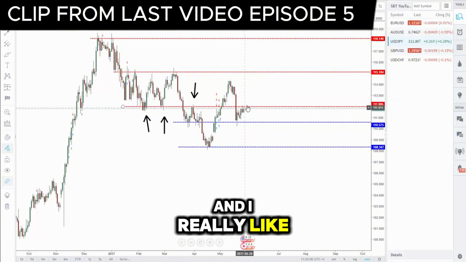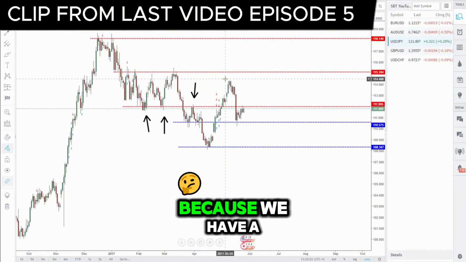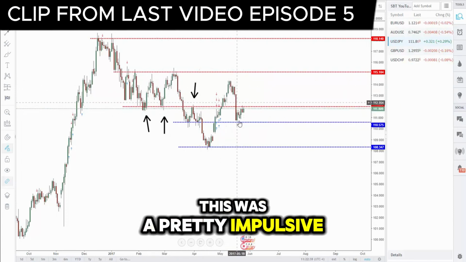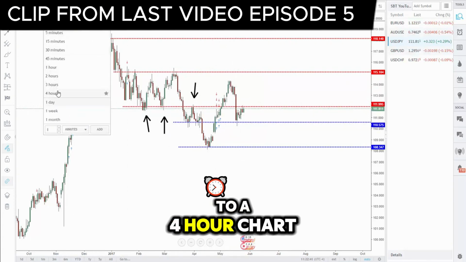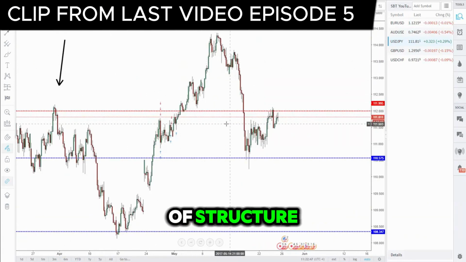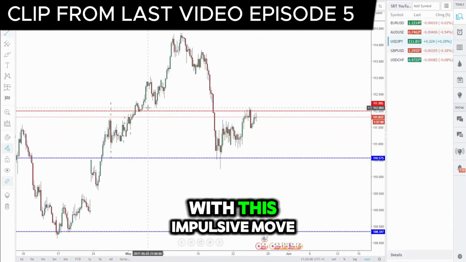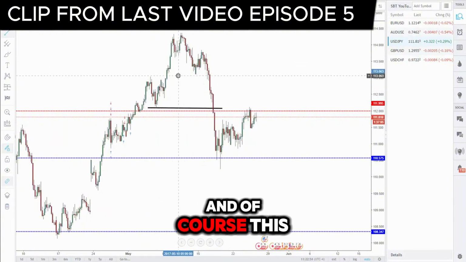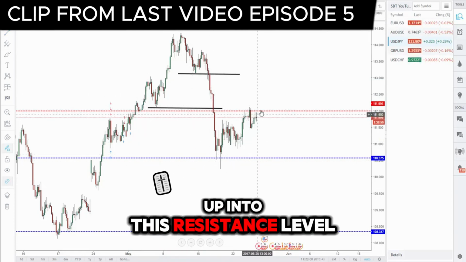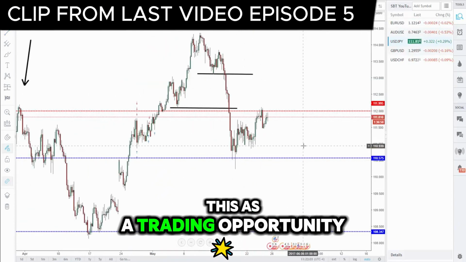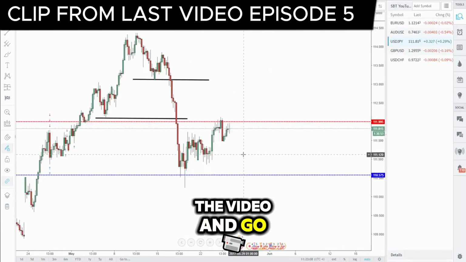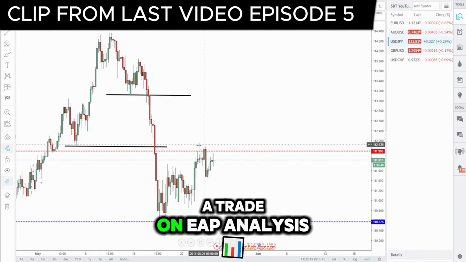And I really like this as a level of resistance, guys, because we have a market that is pushed down and back up into that level of resistance. This was a pretty impulsive move down. If I zoom down to a 4-hour chart, you can see that this actually broke through a few pretty nice 4-hour levels of structure, breaking through support here with this impulsive move. And of course, this level of support here. So that being an impulsive move down and us pushing back up into this resistance level, I really like this as a trading opportunity. And if I see an entry reason here, I'm going to pause the video and go send this out as a trade on EAP analysis.